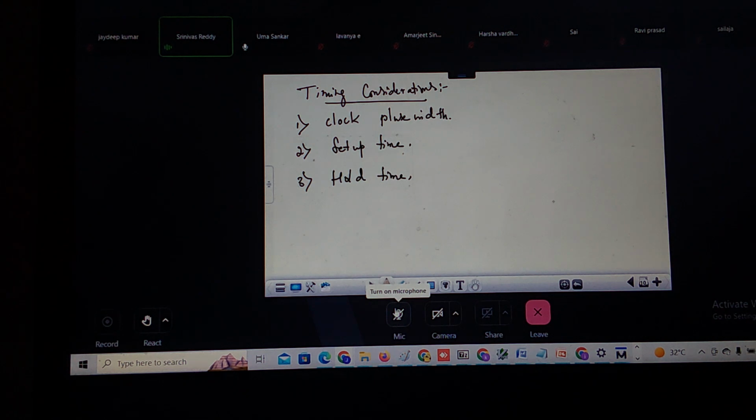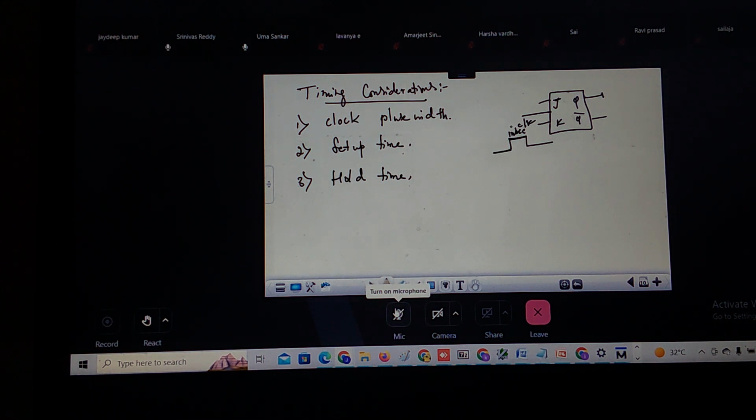So clock pulse width means, let us take a JK flip-flop. This is a JK flip-flop. This is the clock. This is the JK input. Q and Q bar are the output. This flip-flop will work only when my clock on or off pulse width is 1 nanosecond. Let us assume that the clock pulse width will be 1 nanosecond. T on and T off should be 1 nanosecond. So this is a clock pulse width. Minimum clock pulse width I should provide to my flip-flop to get the desirable Q and Q bar output.